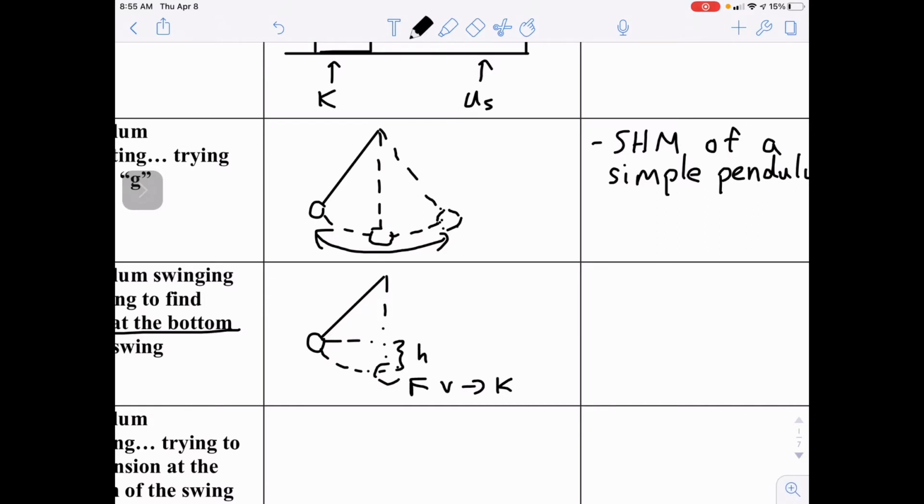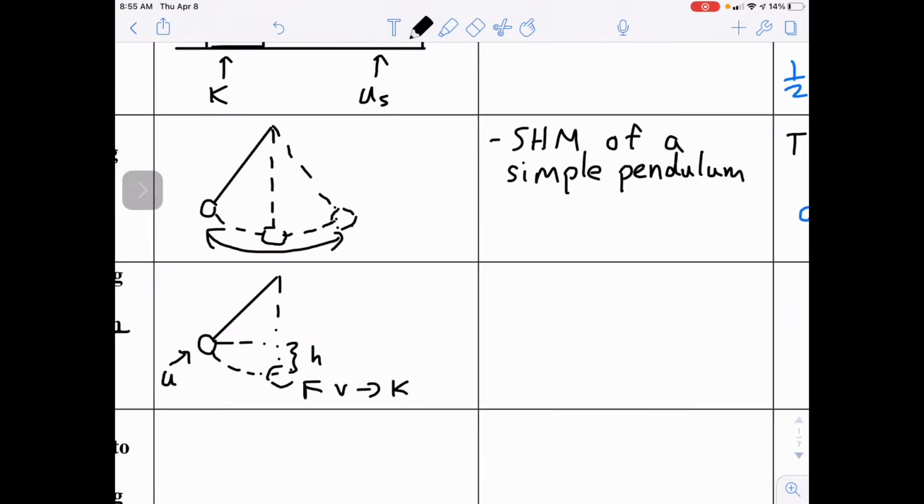This represents the height, and the height is associated with gravitational potential energy. This is another instance in which we have two changes in energy. The gravitational potential energy decreases, the kinetic energy increases. We can therefore use conservation of energy to find the speed at the bottom of the swing.